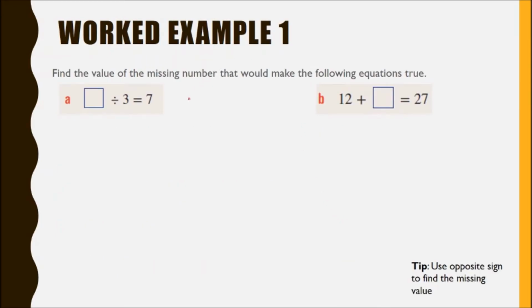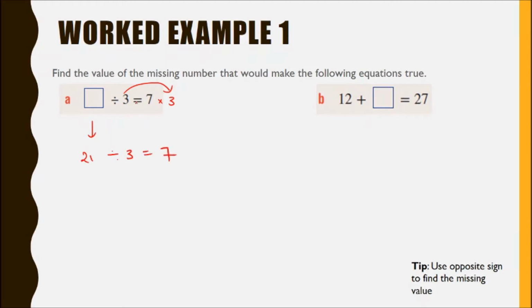In this worked example, we need to find the missing number in the box to make the equations true. A really good way to do that is to put in values. So what divided by 3 equals 7? If we bring the 7 over to this side and use the opposite sign of divide, which is multiply in this case, 7 times 3 is 21. We could say 21 divided by 3 equals 7.